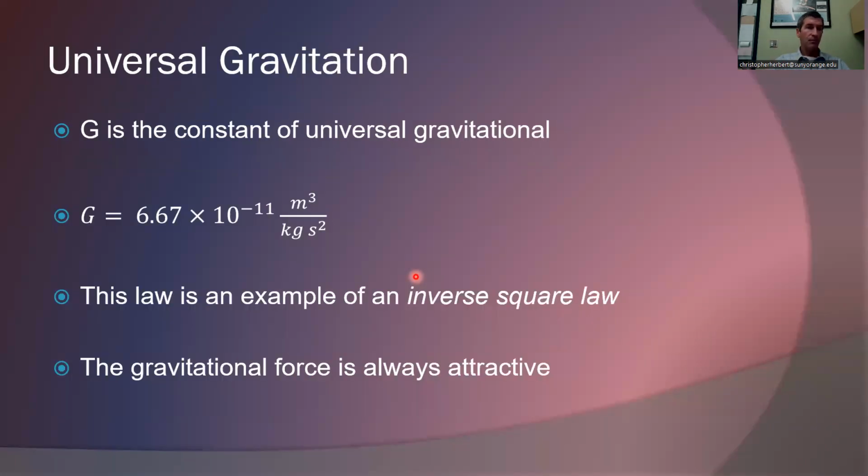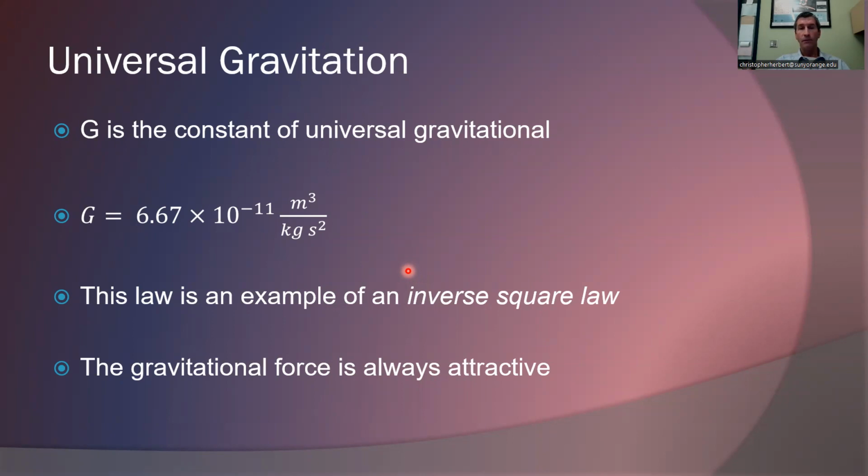So again, G is the constant of universal gravitation. We, of course, believe that this constant is universal throughout the universe. It is the same no matter what masses we're dealing with, no matter where we're looking in the universe. And again, this is an inverse square law, Newton's universal law of gravitation.